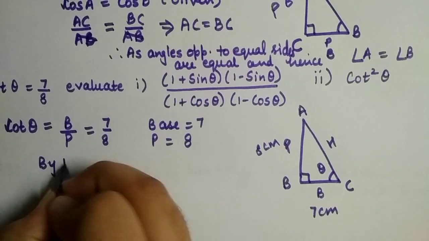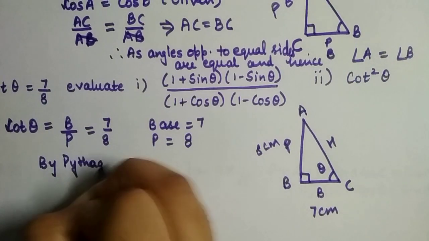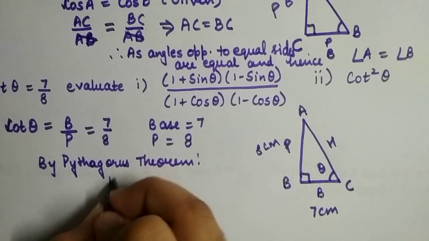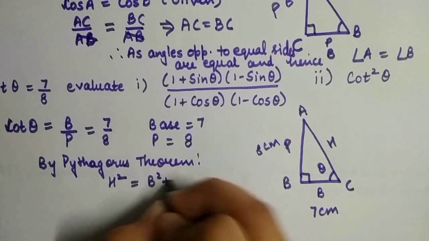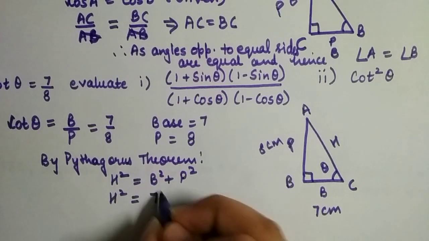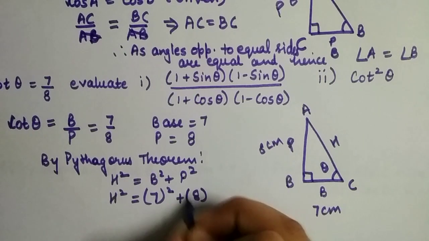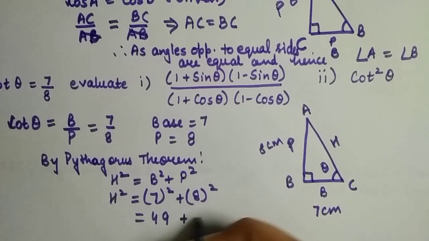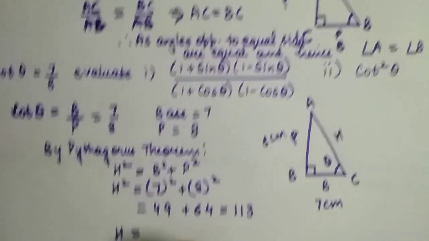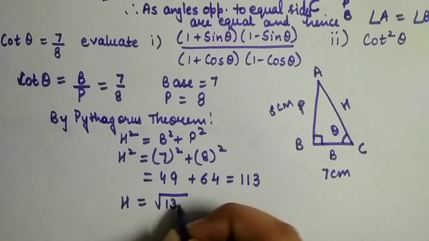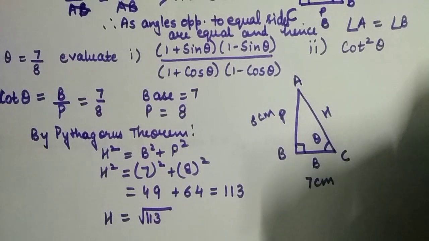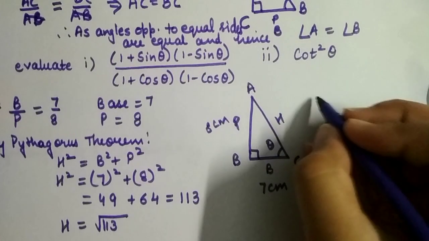So by Pythagoras theorem, hypotenuse square is equal to base square plus perpendicular square. Hypotenuse we have to find out. Base is 7 centimeters, so square of 7 plus square of 8, that is 49 plus 64, is equal to 113. So hypotenuse is equal to root 113. Now we have got all the three sides, so we can find out the value of sine theta and cos theta.